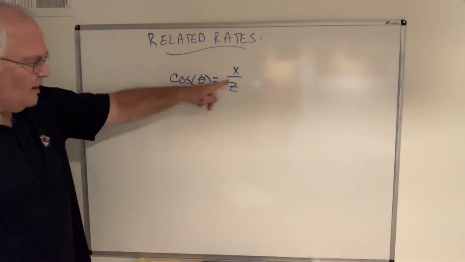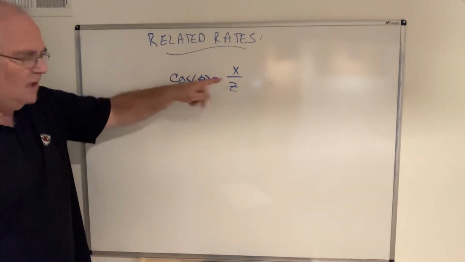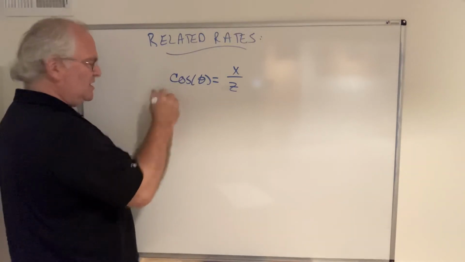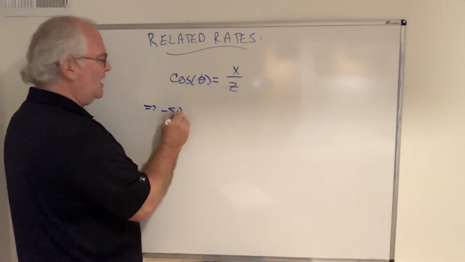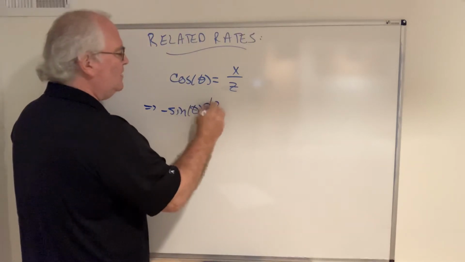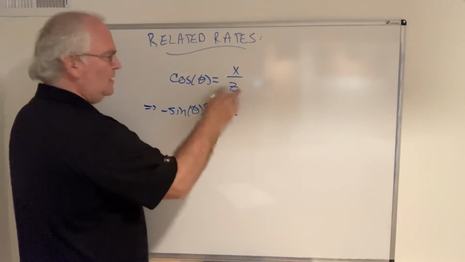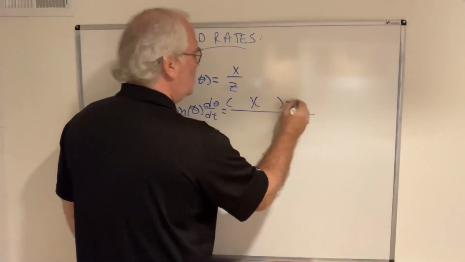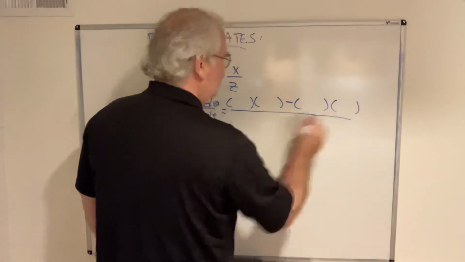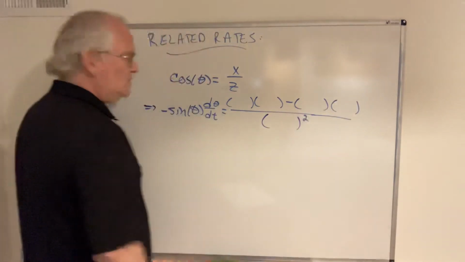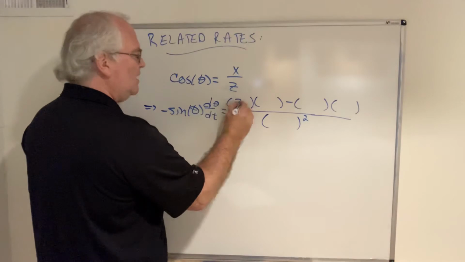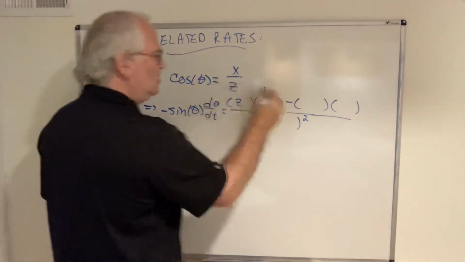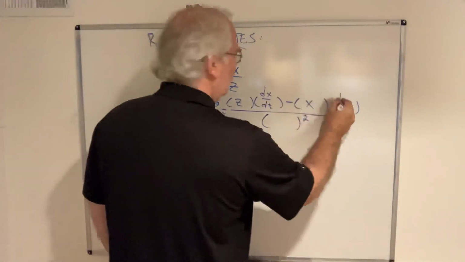So one option is we've got a quotient rule coming at us here. Luckily, we know the quotient rule. So this would be the derivative of cosine is negative sine of theta, d theta dt. Derivative here is quotient rule. It's denominator times derivative of the numerator minus numerator times derivative of denominator all over denominator squared. Denominator times derivative of the numerator minus numerator times derivative of denominator.